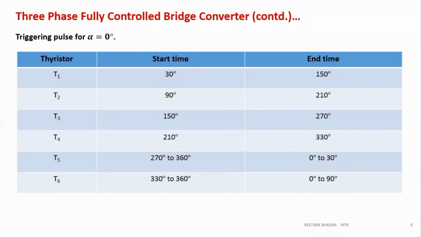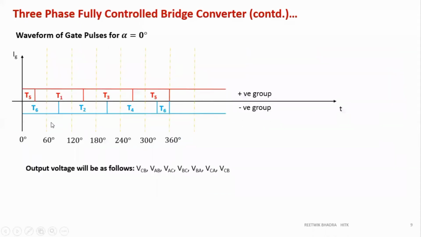So we have to draw this. T1 is starting at 30, ending at 150. So we'll draw this. In between this 0 and 60 will be 30. So T1 is starting from this point, ending at 150. Between 120 and 180 will be 150. So T1 starting at 30, ending at 150.